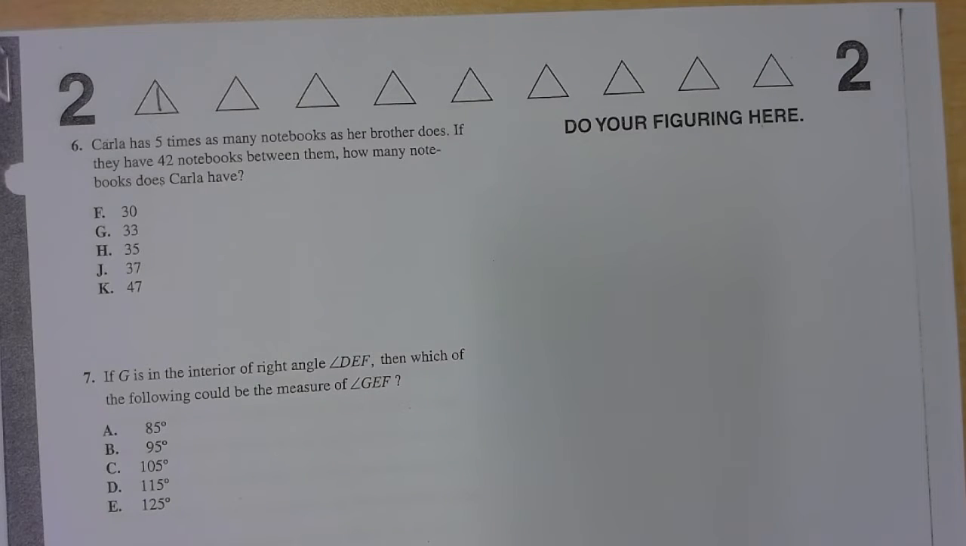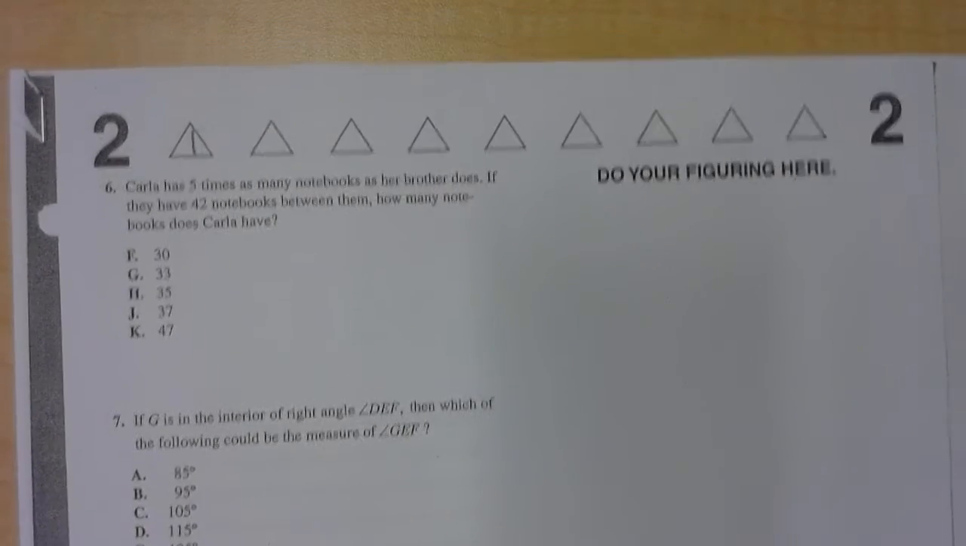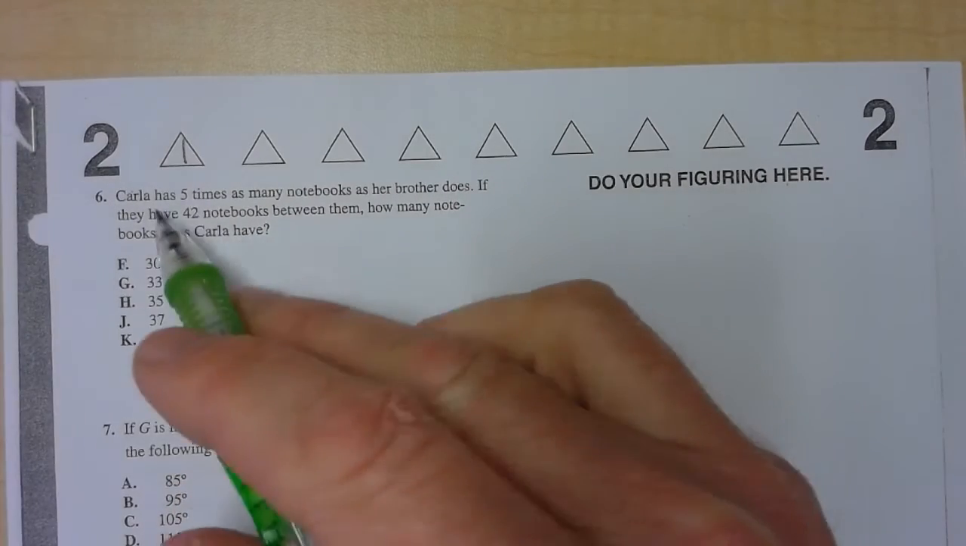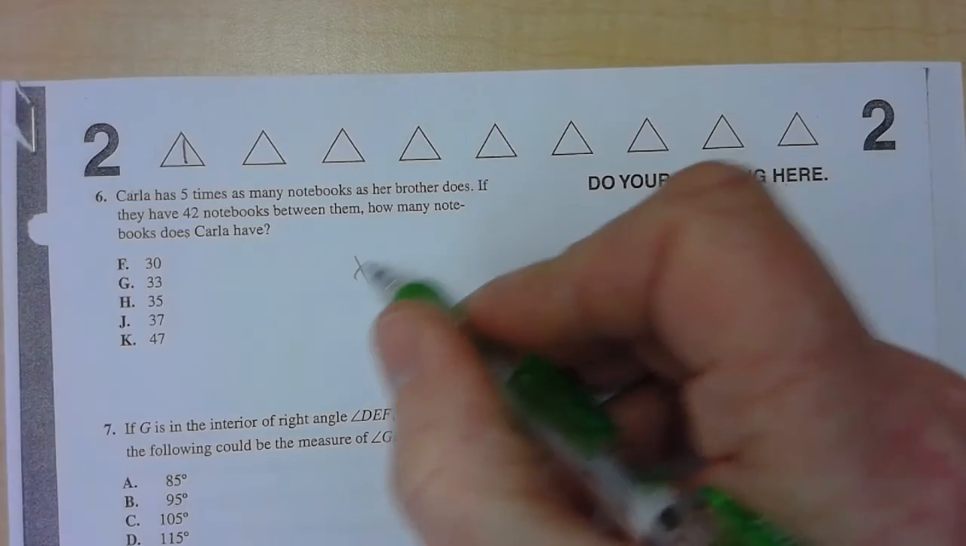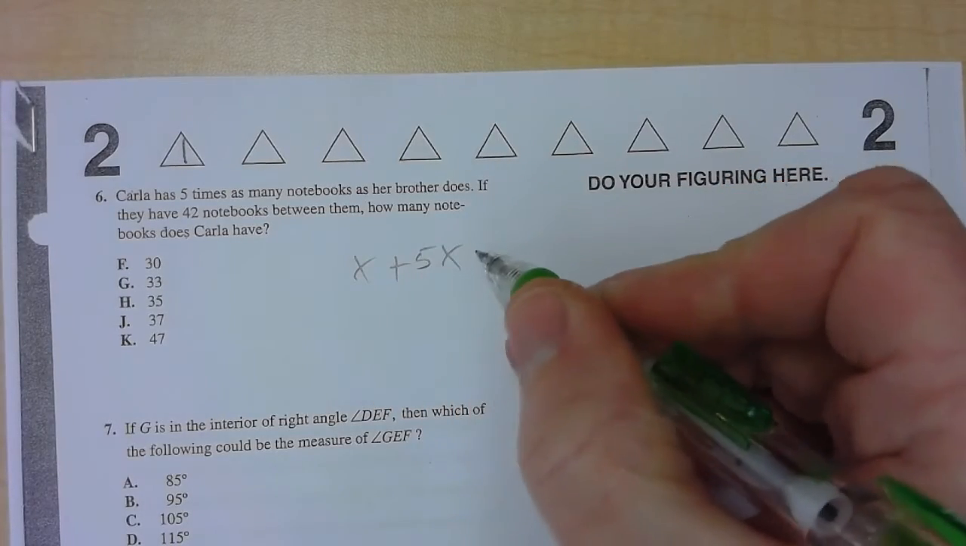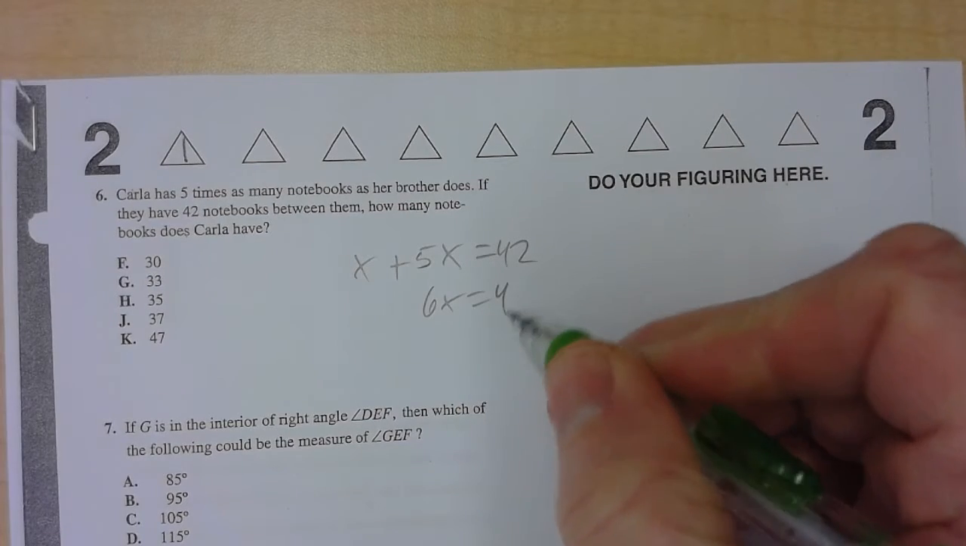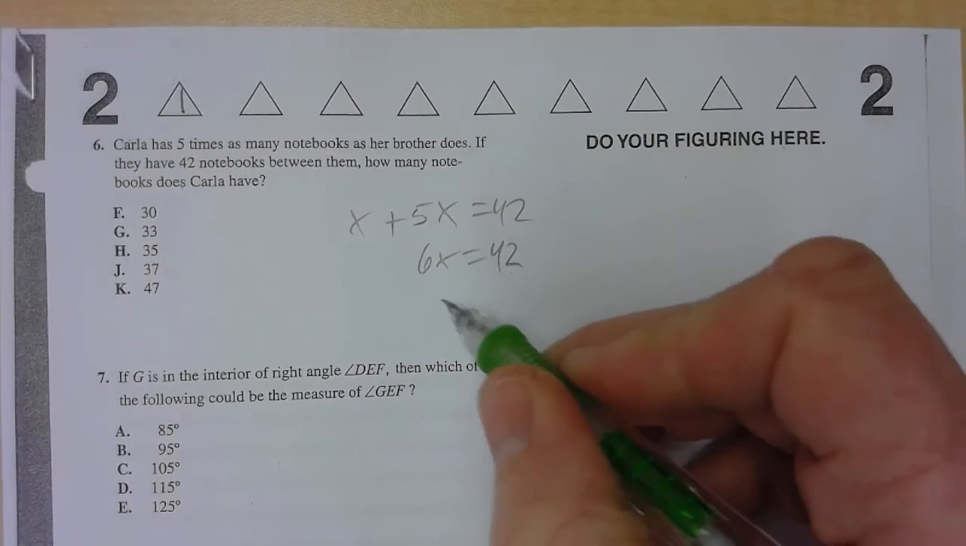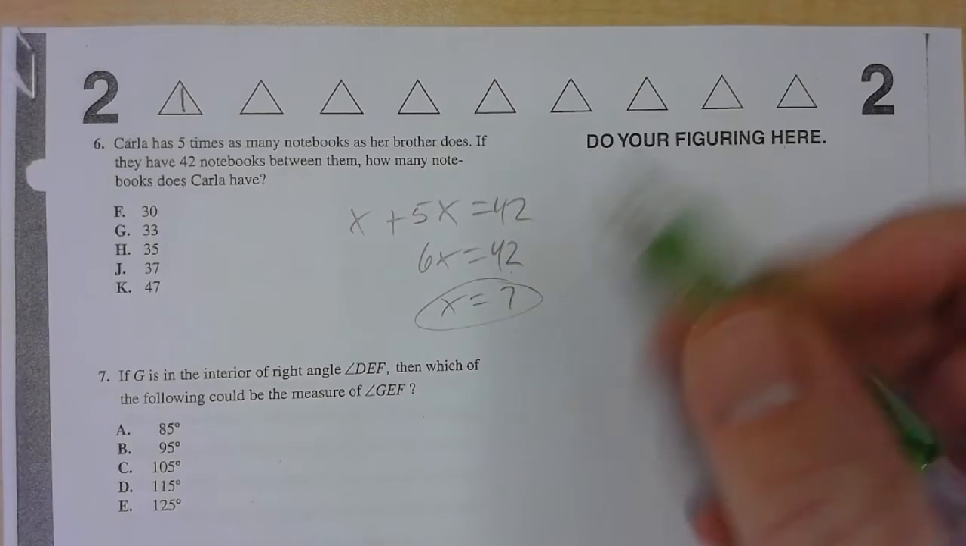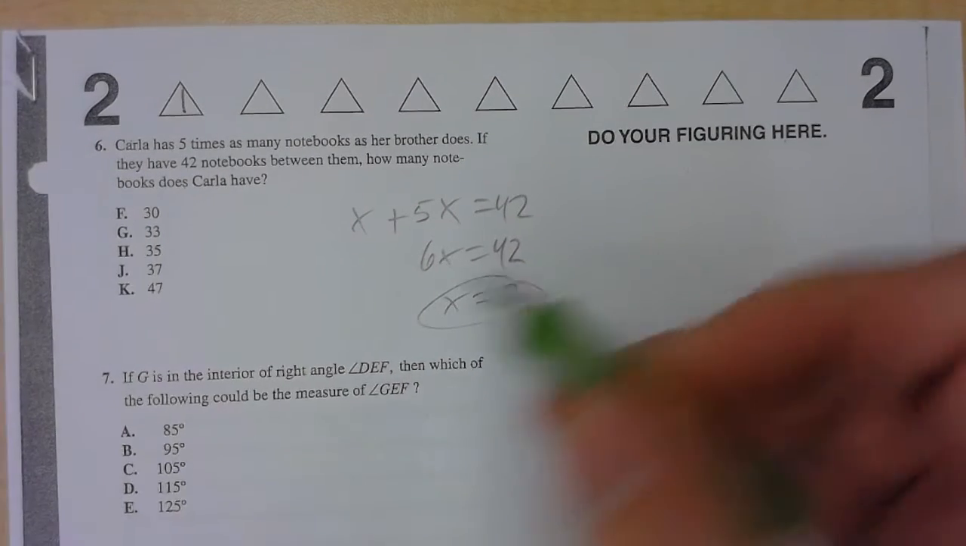All right, next 5 here. It says 5 times as many as your brother, so that'd be your brother, and then 5 times as many is equal to 42. So we have 6x is equal to 42, and that would be x is 7. So that would be the brother, and then she would have 5 times as many, 35.